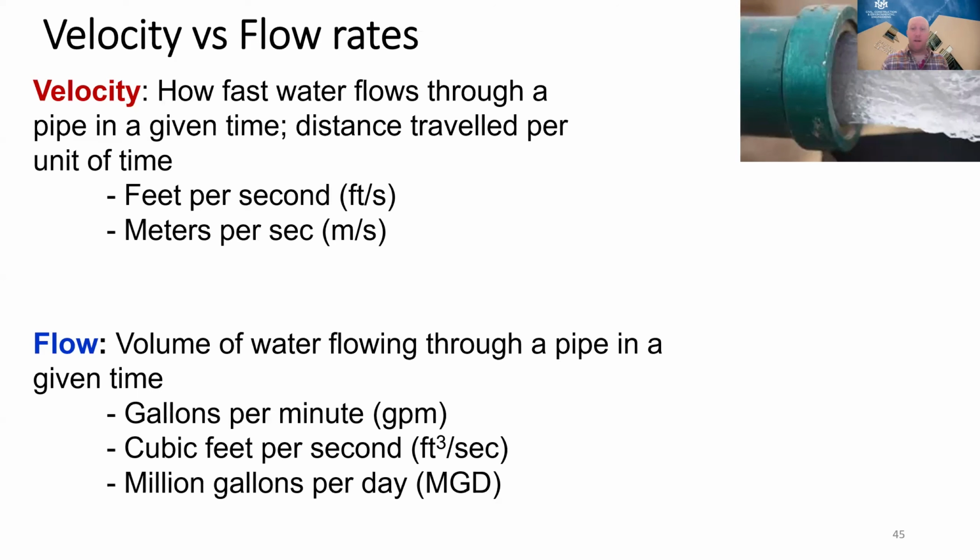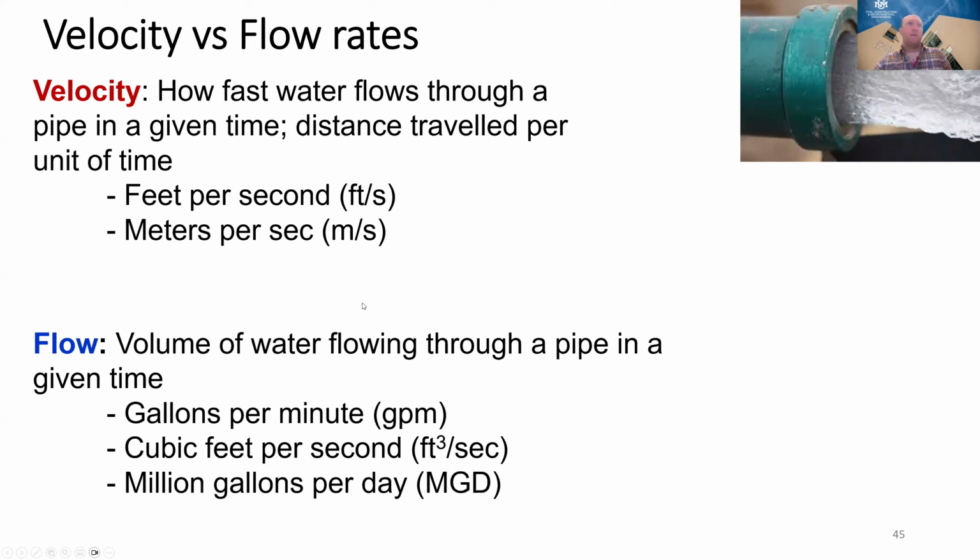This is the same thing as when you're driving your car, how many miles per hour you're going. It's just a length over a period of time. A lot of times in water and wastewater, the unit is going to be feet per second. Sometimes maybe even meters per second, but usually in the US, because we use the imperial system, we'll stick to feet generally.